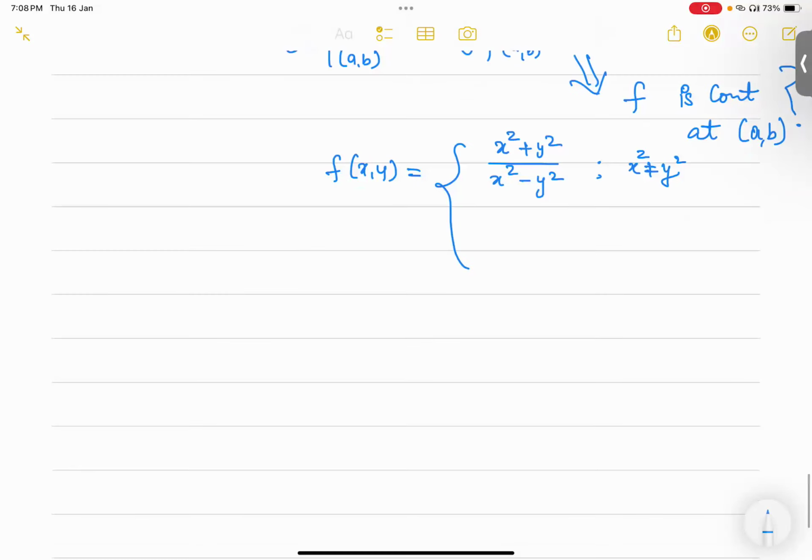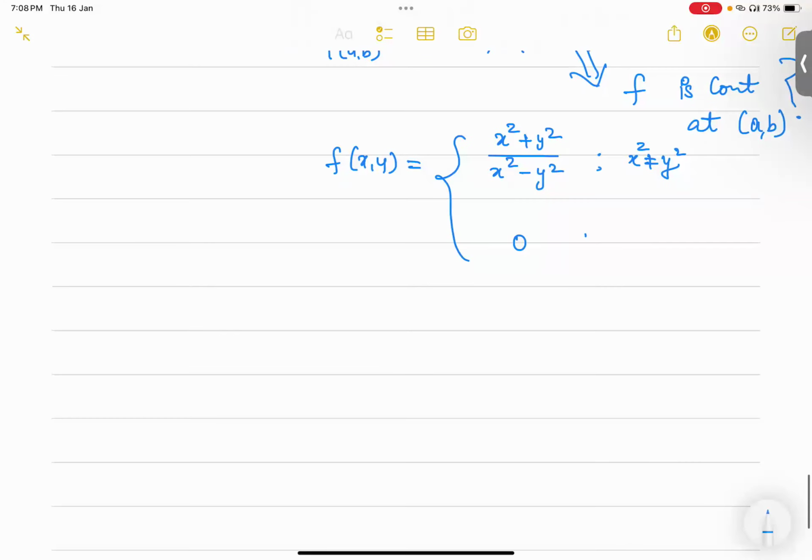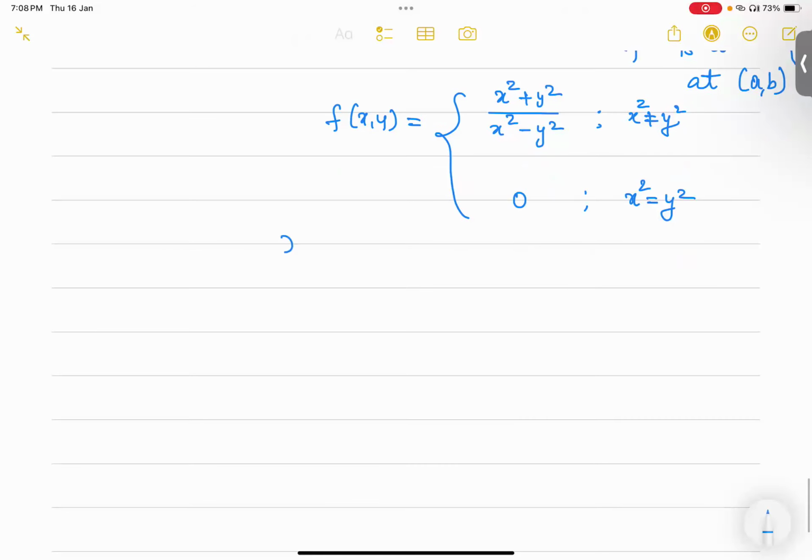Yeah, we cannot say. I'm coming to that part only. This is 0 if x equals to y, right? Now for this function, calculate this part at (0, 0), and also calculate this part.